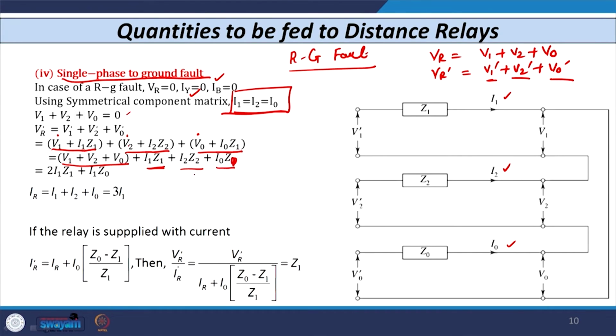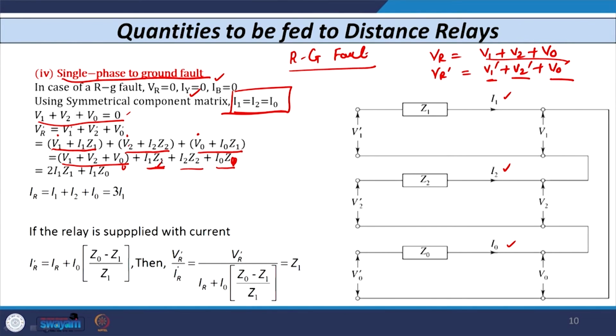So, if I consider this value V1 plus V2 plus V0, that is 0, because we have already considered it. It is 0 because VR, the R phase voltage, is 0. So, VR is equal to V1 plus V2 plus V0. So, this value is 0. So, this we can put as 0.